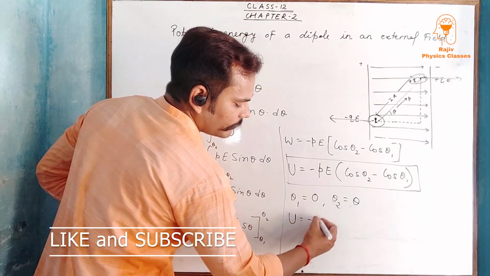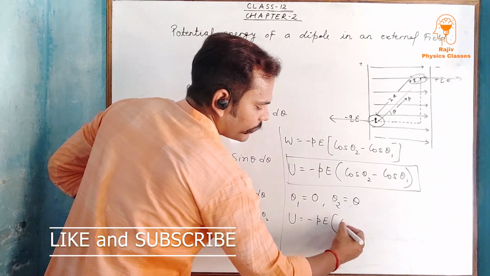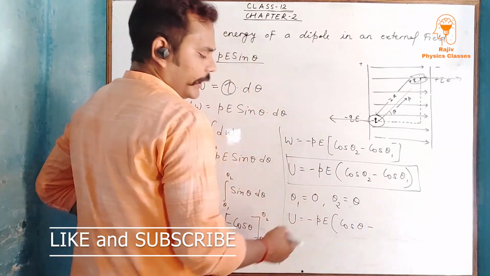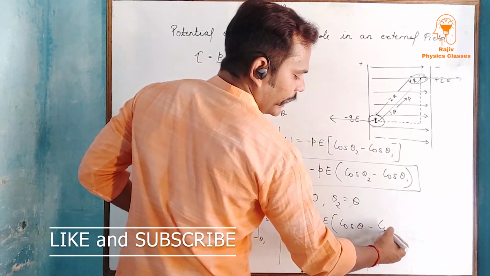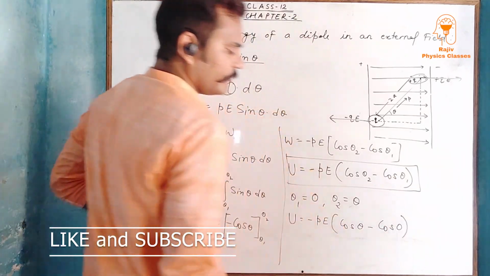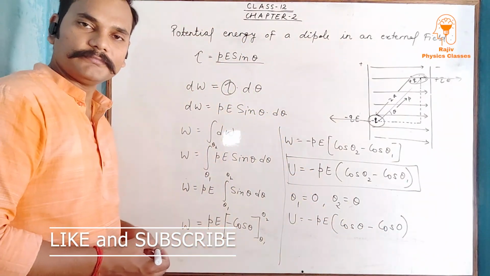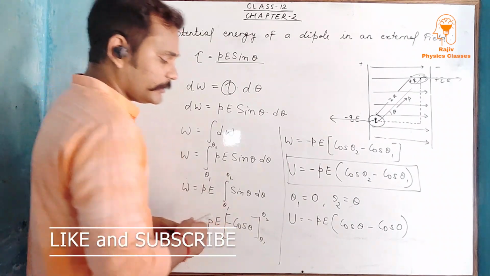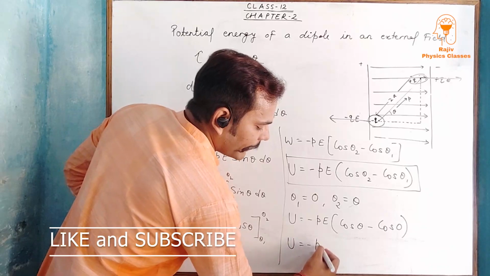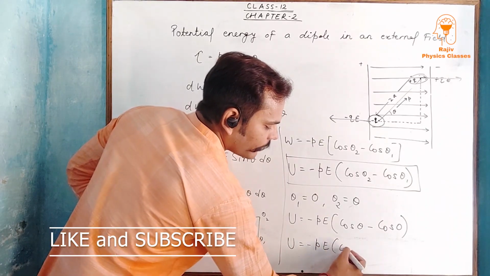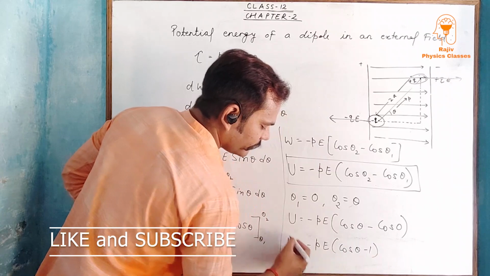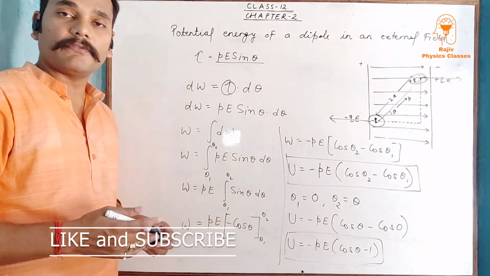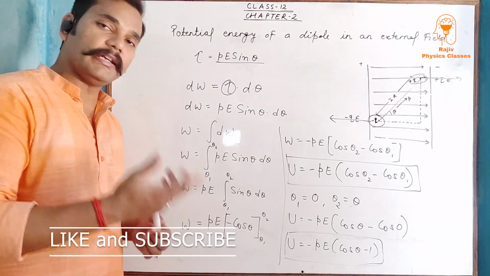So U equals minus PE cos, in place of theta 2 we apply theta, minus, in place of theta 1 we apply 0. You are all intelligent, tell me what is the value of cos 0? Sin 0 is 0, cos 0 is 1. The expression will be U equals minus PE into cos theta minus 1. This expression is also possible if the initial angle is 0, and after that we have rotated the dipole by an angle of theta degrees.